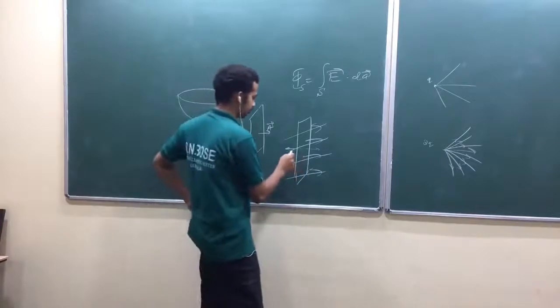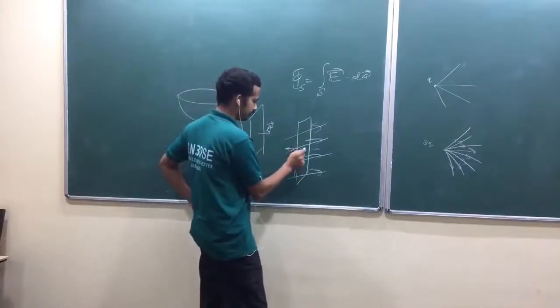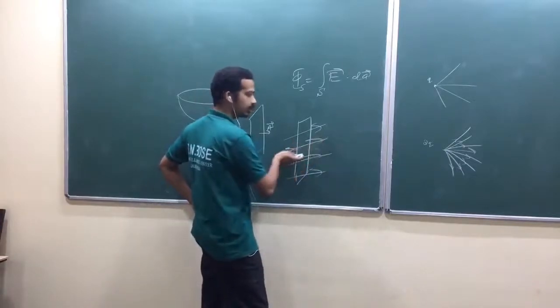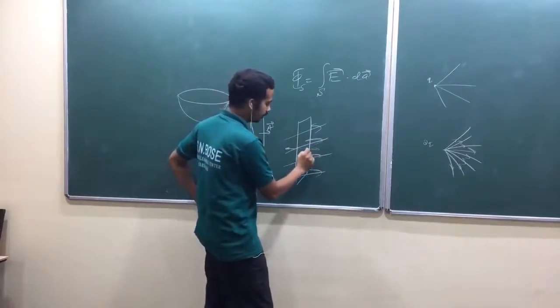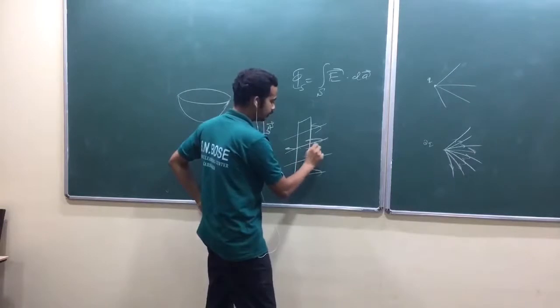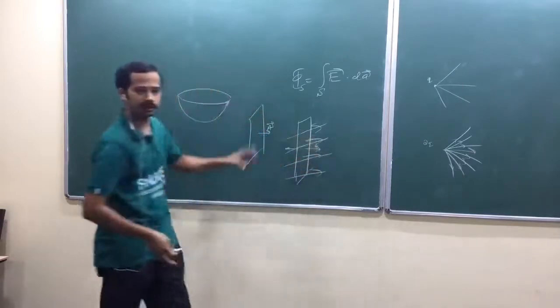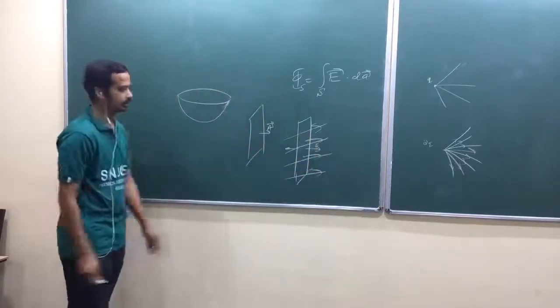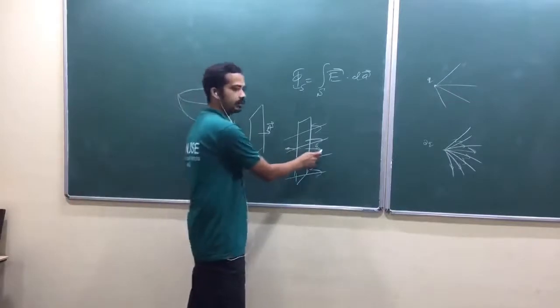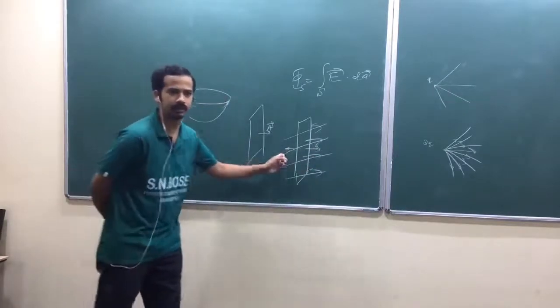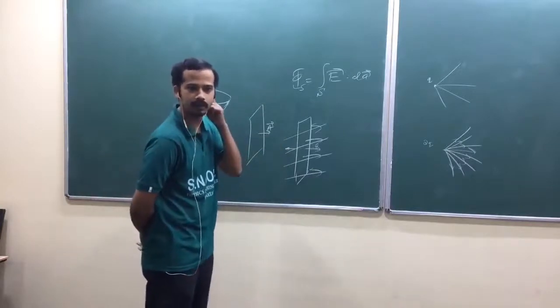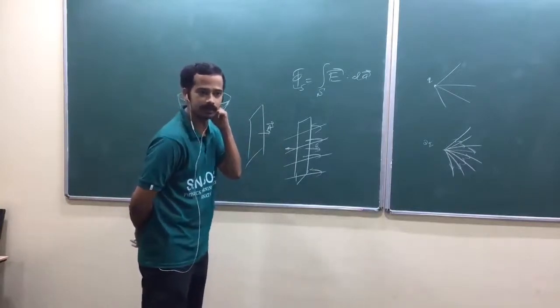So now this area vector and this electric field vector, the angle is more than 90 degrees. Am I right? For one the angle is acute, for the other it is obtuse. So this will give negative flux, this will give positive flux. Are you getting my point? Cos of an obtuse angle is less than 1. Sorry, negative, isn't it?